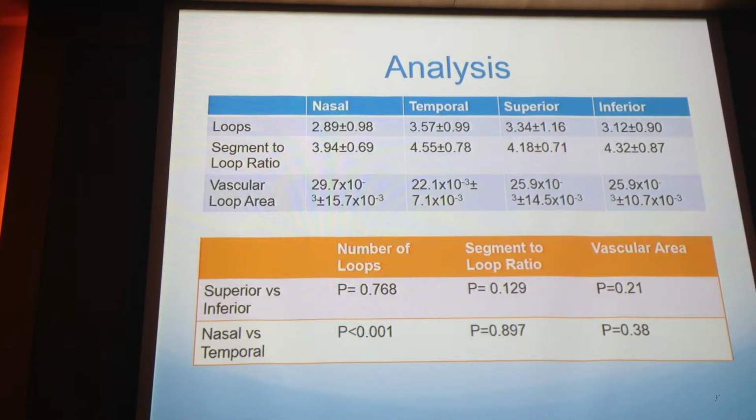And we don't really know why that is, but it's never been described before. But we kind of guess that it might explain certain pathologies which are more common in the nasal part of the limbus, for example, pterygium.